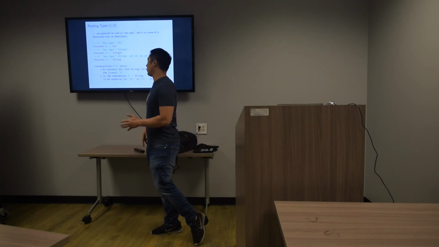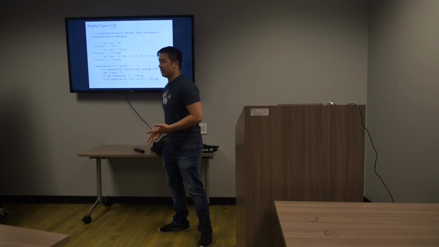And then finally, we're like, 5 has type string, and the compiler is like, you messed up really badly. I can't make that work through my axioms and type rules.